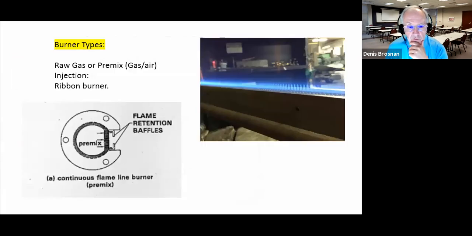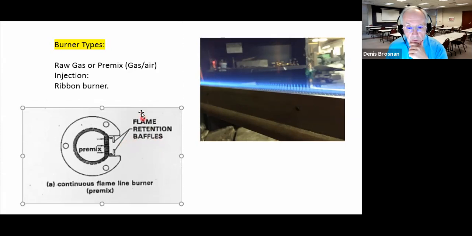Another burner type is a ribbon burner. A ribbon burner shown in section is right here. So here's the burner pipe. In this case, they've said a premix of air and gas will be flowing out of the burner, and the flame is over in this direction right here.